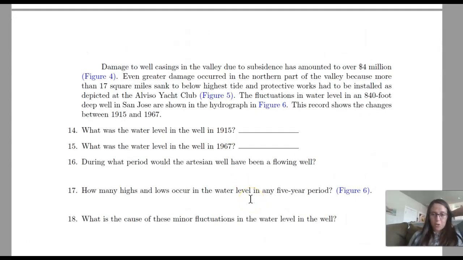So, the fluctuations in water level in an 840-foot deep well in San Jose are shown in the hydrograph in figure 6. So those are the image I just showed you. This record shows the changes between 1915 and 1967. So first question for that figure. What was the water level in the well in 1915?